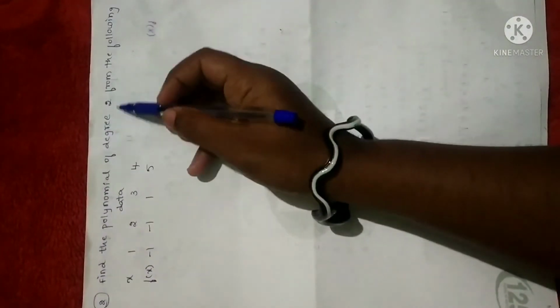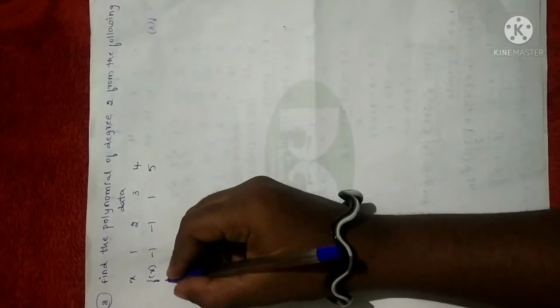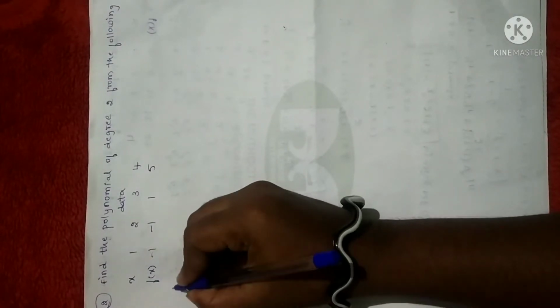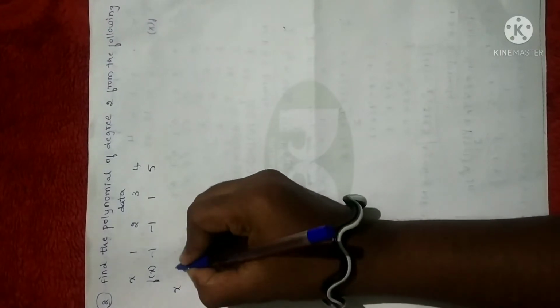So here is the next problem. We have to find the polynomial which is of degree 2 from the following data. Here the data is given. We need to find the polynomial. As I already told you, either you can use backward difference or you can use forward difference. Anyhow, I have done the first problem in both methods, so I'll do only the forward difference method. For that we need to construct the forward difference table. So let me write f of x, which is none other than the y values.